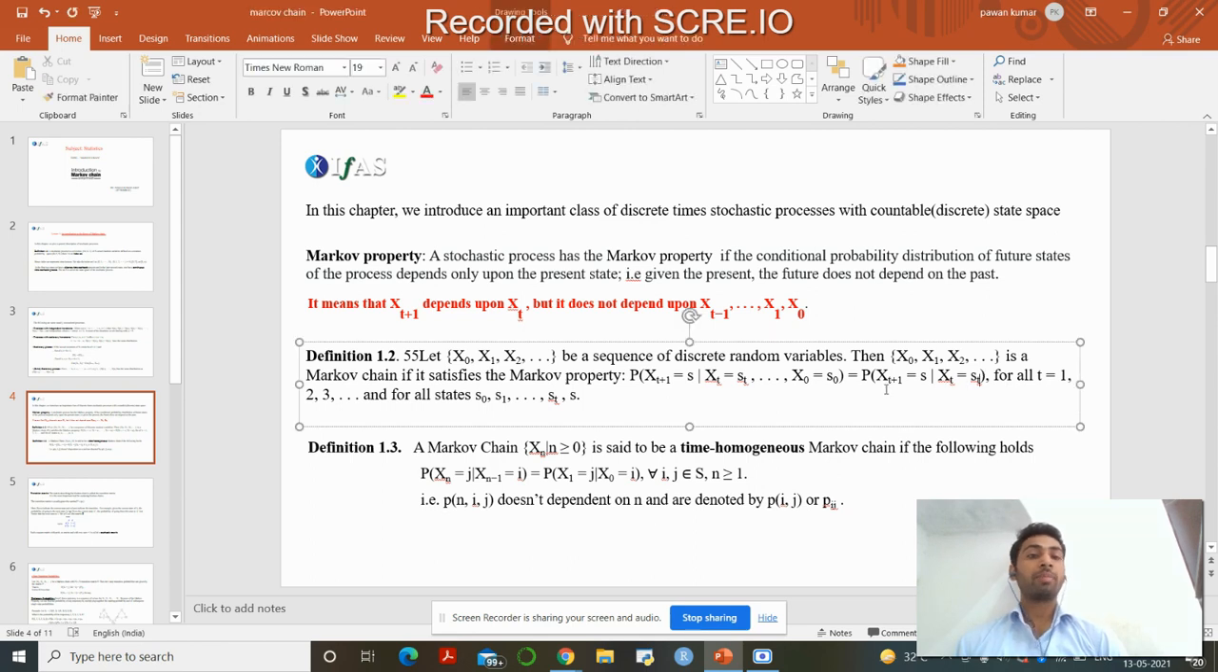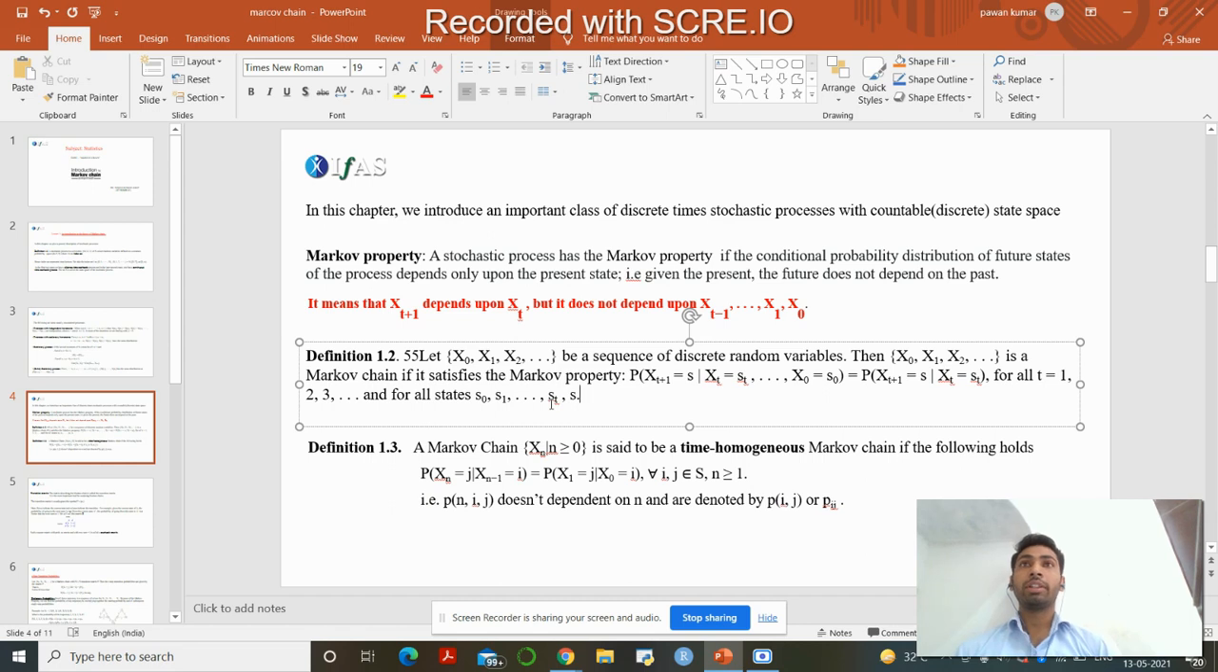So the probability of x t plus 1 equal to s given x t equal to s t depends on this, not on past values. So this satisfies the Markov property, and this is called a Markov chain, for all t equal to 1, 2, and so on, and for all states in the state space.